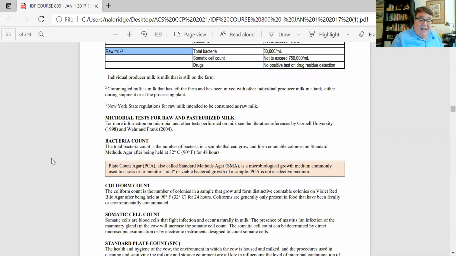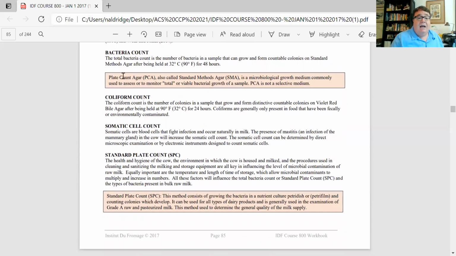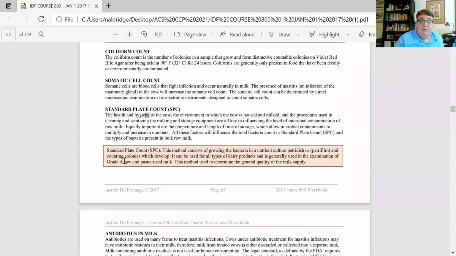But for the facts to remember on page 85, let's continue. The plate count agar or PCA, know that. Coliform count, know that. Somatic cell count, again, that's something to remember, and the standard plate count. And I remember they did give numbers, so that graph up top is important to remember. And now the last box, the standard plate count, know that as well. So this is very important in our business, is making sure we don't pass along illnesses to our customers. So page 85, very important.